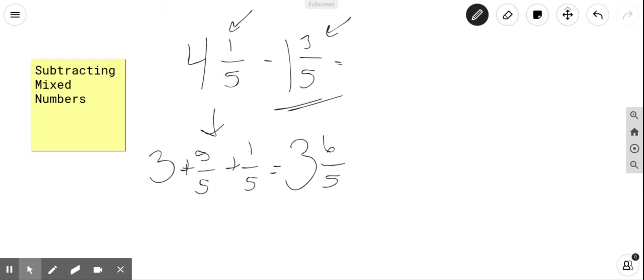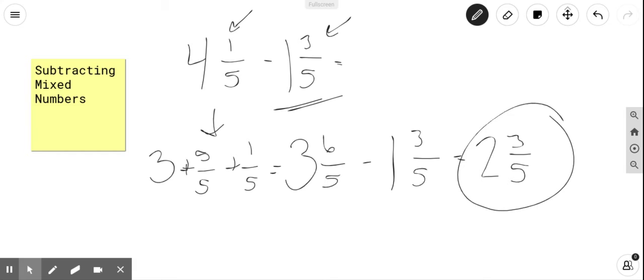We want to subtract this number out of it. So 1 and 3/5. Okay, now we can do 6/5 minus 3/5. First, we're going to do 3 minus 1, which is 2, and then 6 minus 3, which is 3. Our denominator stays the same. 3/5 is already in simplest form, so our answer here is 2 and 3/5.